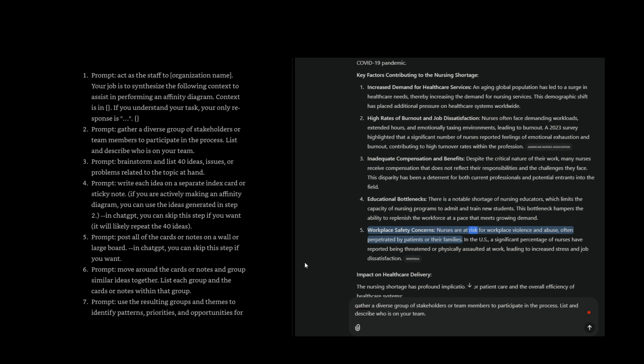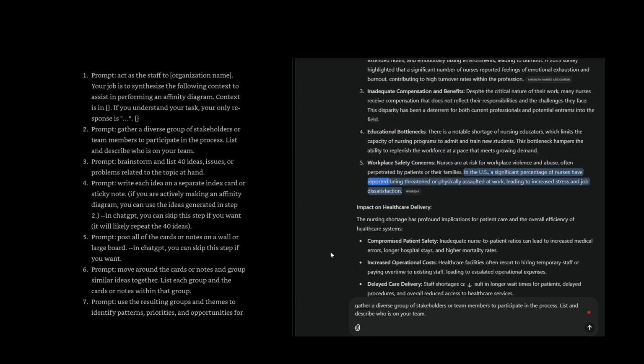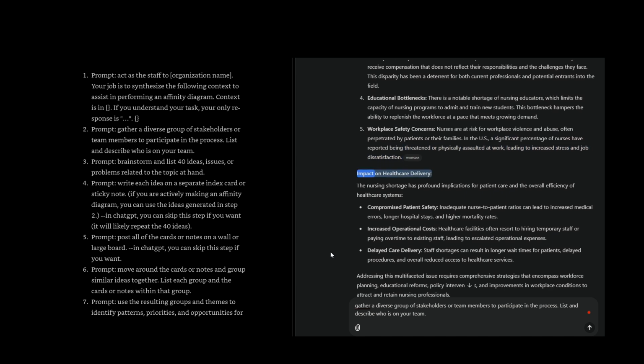Workplace safety concerns. Nurses are at risk for workplace violence and abuse, often perpetrated by patients or their families. In the USA, a significant percentage of nurses have reported being threatened or physically assaulted at work, leading to increased stress and job dissatisfaction. Wikipedia. Impact on healthcare delivery.